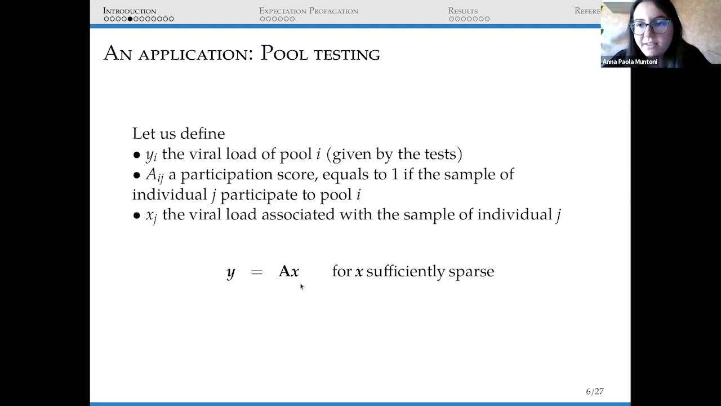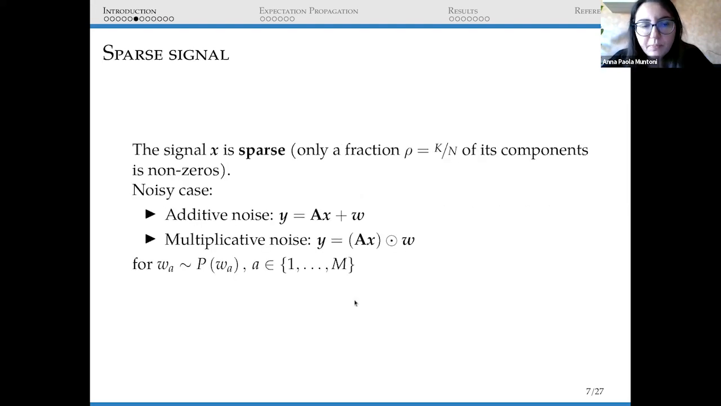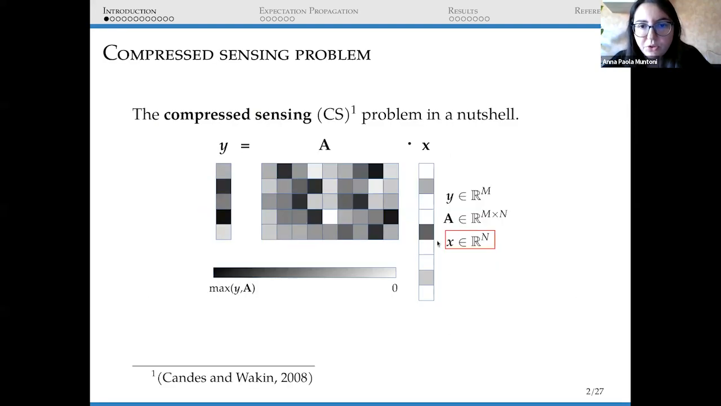In the case of pool testing, we want the number of individuals that are actually infectious to be much smaller than the number of individuals in general. Mathematically, since the signal x is sparse, only a fraction of the components is non-zero. Among all the n elements that form the original signal x, only k of them are non-zero, as in the original picture that I showed you. Here, among all these elements of x, only three of them are in gray. The others are all white.